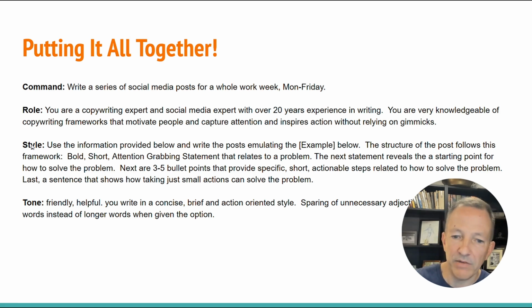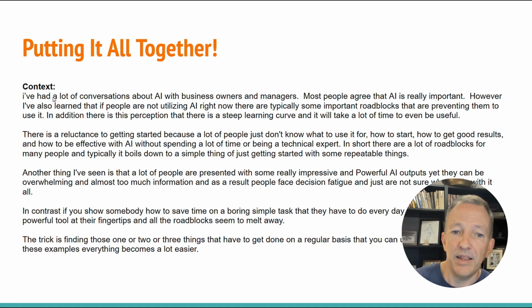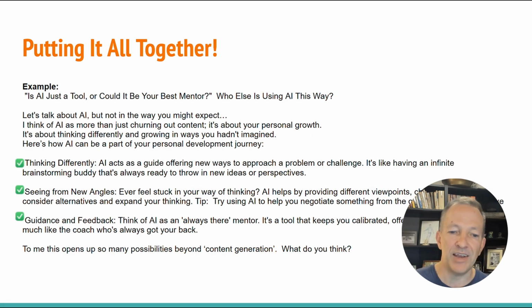I've got some style information about how the language should look, and I've got a tone. And then this is what it's going to write about. So I'm giving it the background. Here's the context. And this is something that I put together a little while ago based off of conversations I've had with real life people about AI. And then finally, I'm giving it an example of what I want the post to look like. A strong starting phrase, a curiosity hook, or just an attention grabbing hook, a short statement and a little bit of a paragraph, 3 bullet points, and then a call to action.